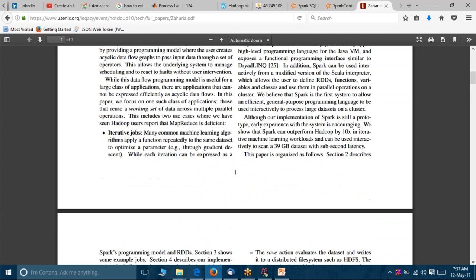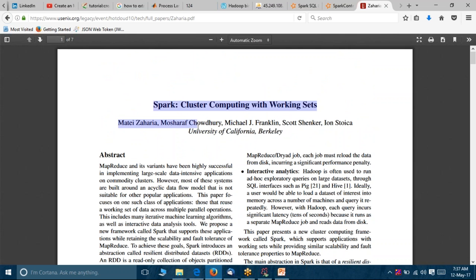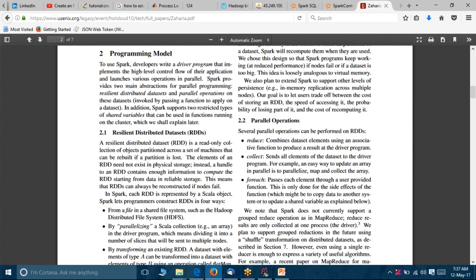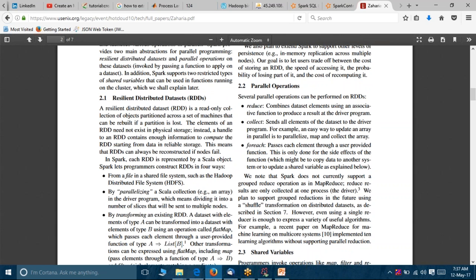And that has taken the base. This is only the theoretical stuff that they proposed. And the practical implementation for that is what you are seeing as part of spark.apache.org.